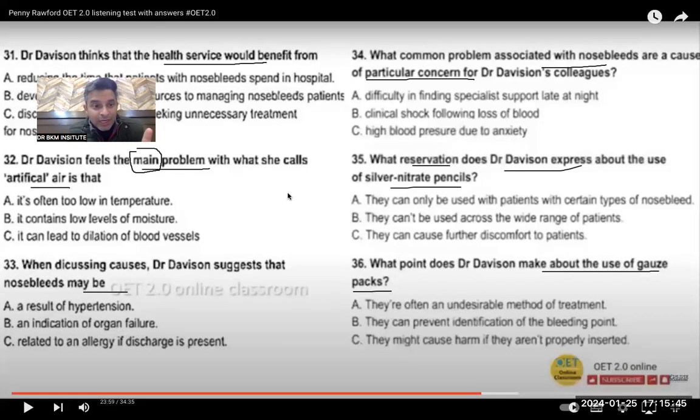So I think she's still over here. She's saying high blood pressure does not cause it. So this option is also eliminated. She is saying blood pressure does not cause it.